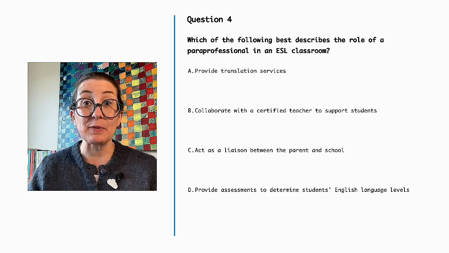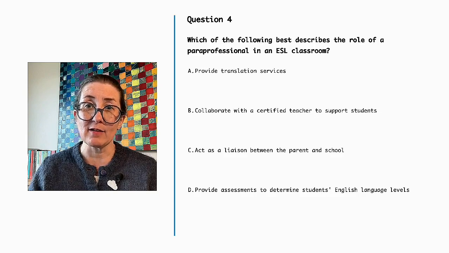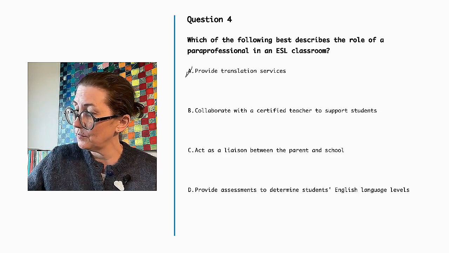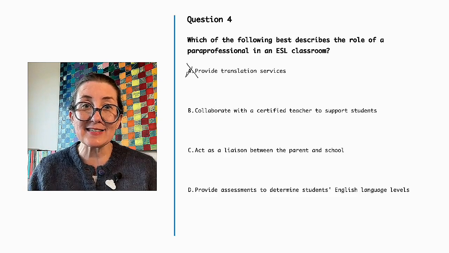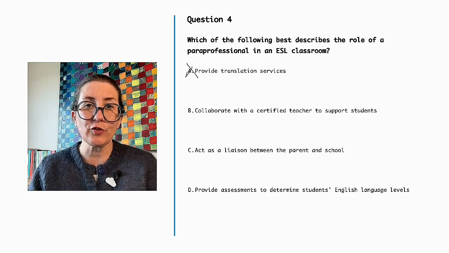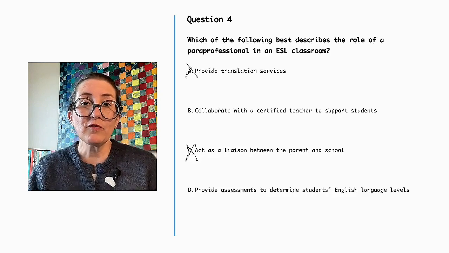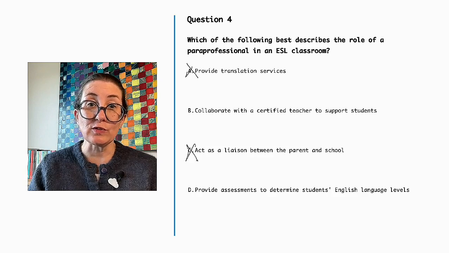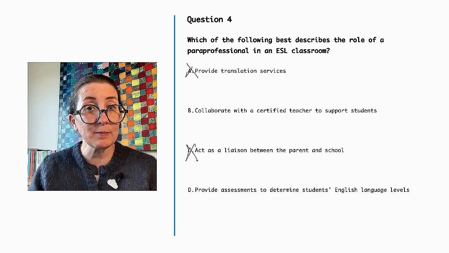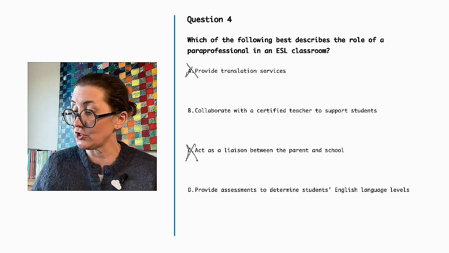Translation services can be one of the tasks a paraprofessional may assist with, but it is not the primary role in an ESL classroom. Acting as liaison between the parent and school may sometimes be part of their duties, but it doesn't capture the full scope of their role. Providing assessments to determine students' English language levels is typically the responsibility of certified teachers and not paraprofessionals.